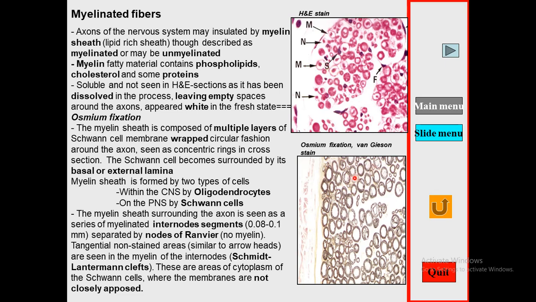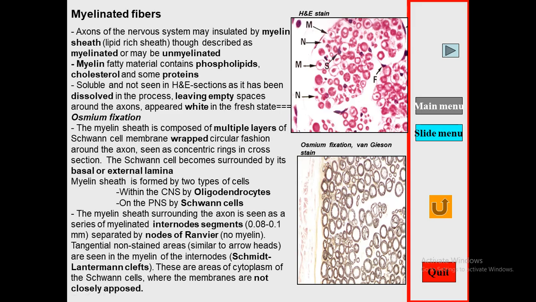For that we use another type of staining which is called osmotoxation, and this osmotoxation stains the lipid. As seen in this micrograph, we can see the lipid is stained in a dark brown area. So this dark brown area represents the myelin sheath. In the middle, the white area represents the axons.